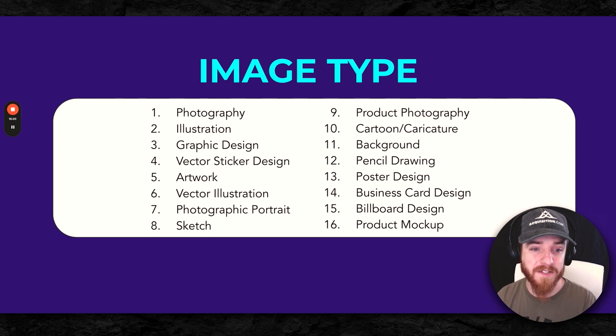Second part of your prompt is going to be, what kind of prompt is it? Photography, illustration, graphic design, vector. You want to know what image type you want to create. Is it artwork? Vector illustration? Is it a sketch? Is it a pencil drawing? Is it a billboard design? Whatever that is, you want to make sure you specify in there. I added in number 16, which is now product mockup, which I think is going to be very, very common for people to use Midjourney to create product mockups. It's so easy and it does a really good job.